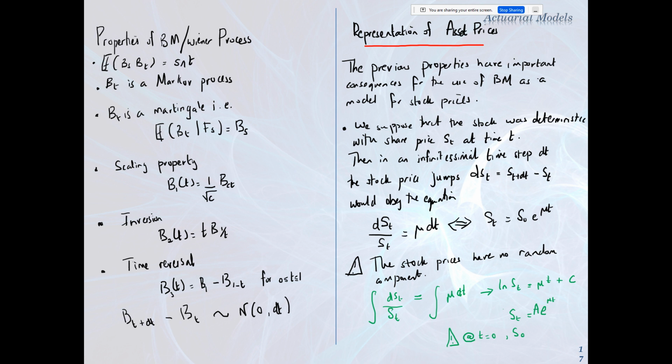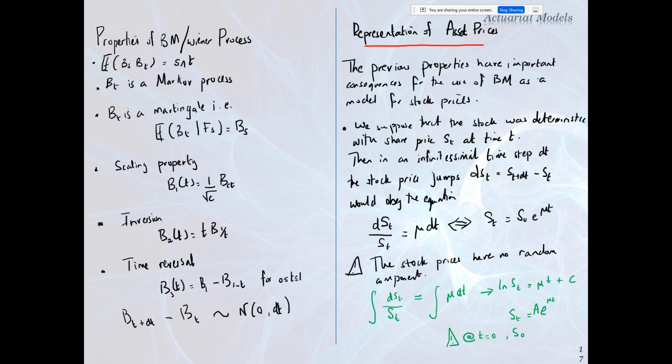Good. So this is just a summary of the different properties that we have seen for the Brownian motion, as a representation of asset prices. So we will be using the Brownian motion here. The previous properties have important consequences for the use of Brownian motion as a model for stock prices.